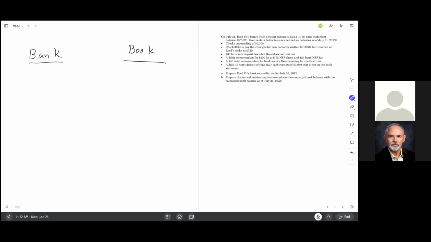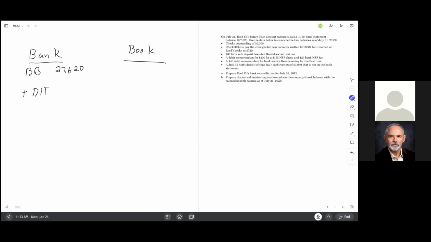Let's just say they give you all this data here, and they say, what is the adjusted balance for the bank side? Well, we know that the beginning balance is 27,620. And we'll just work from there. So we know that we add in the deposits in transit.